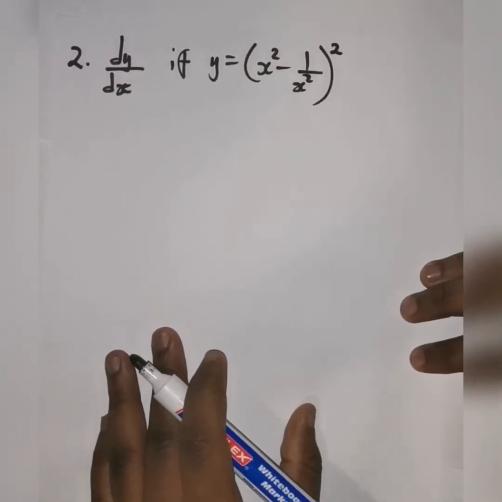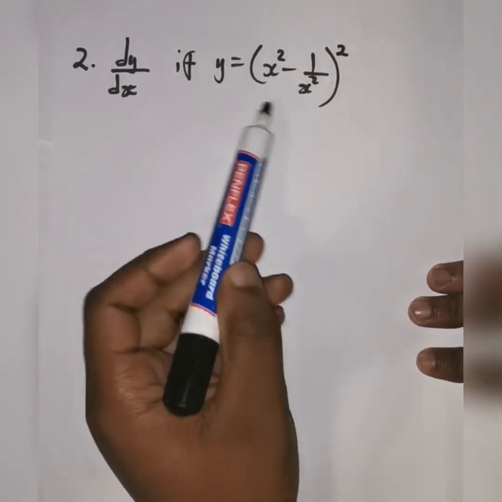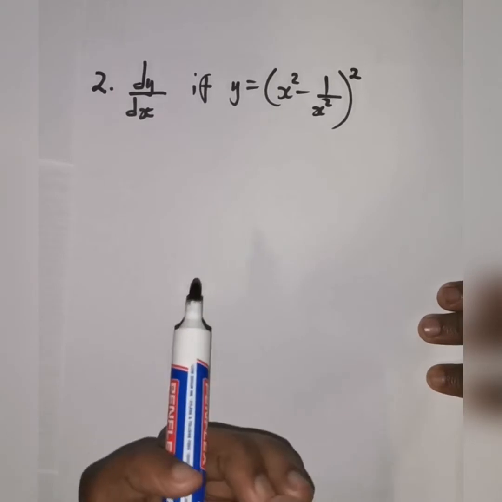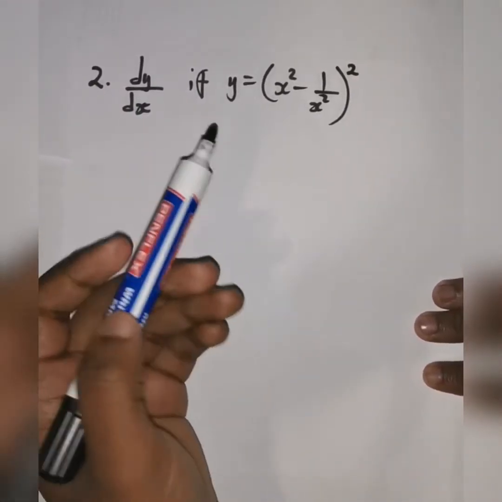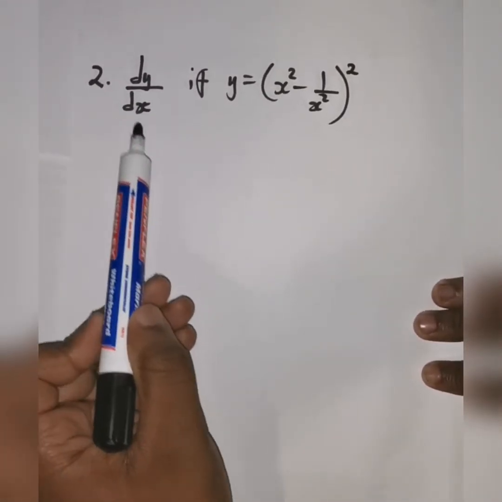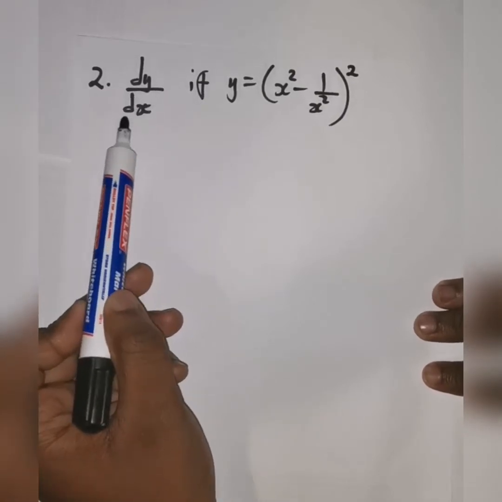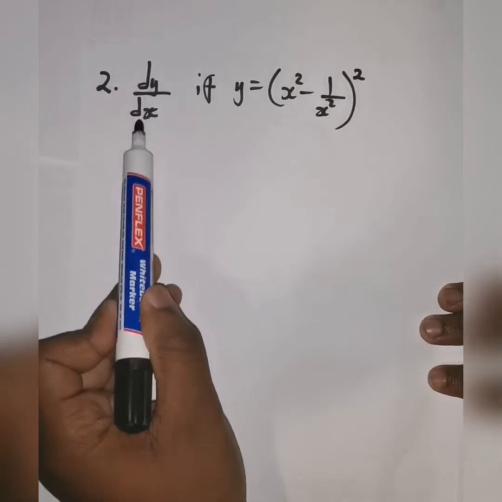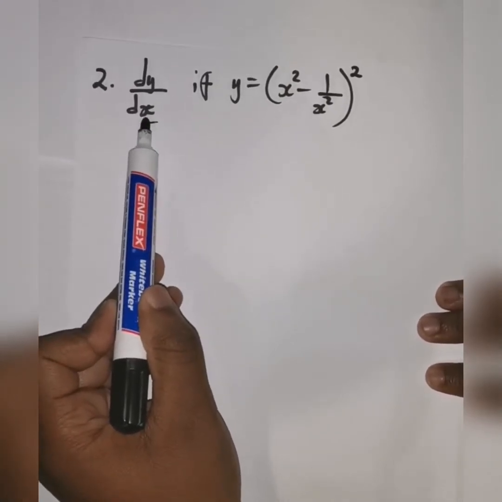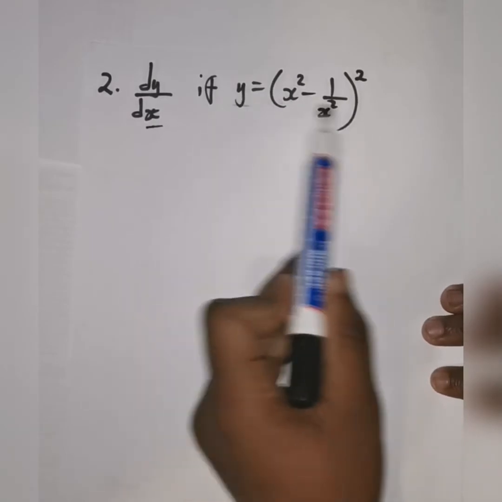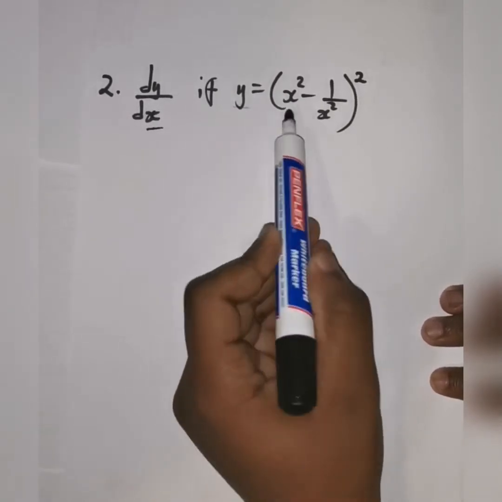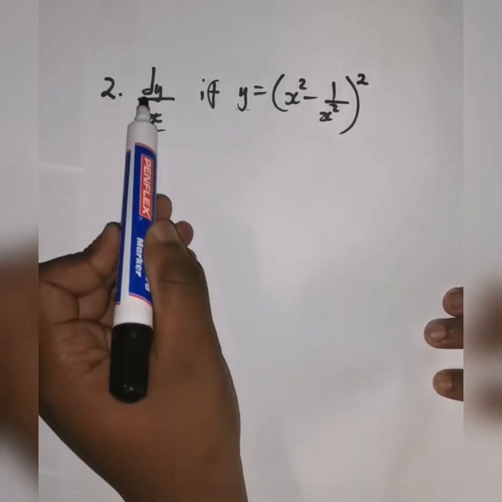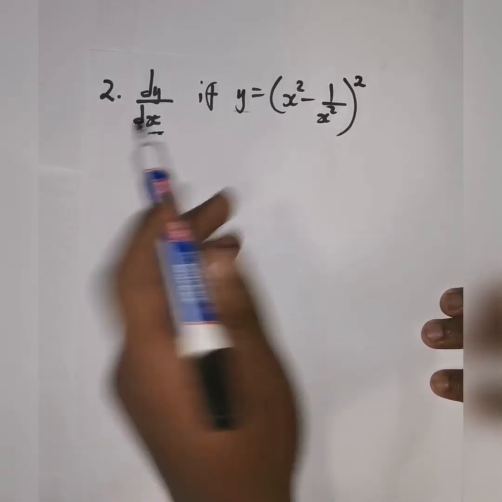For our second question, this is what we have. Again, sometimes some people struggle with actually understanding what is being asked, so I'm going to explain the notation. This is dy over dx. This means differentiation of y in terms of x. So we're going to differentiate y, which is a function, in terms of x, which is the variable. So differentiating y in terms of x, that's what this means.